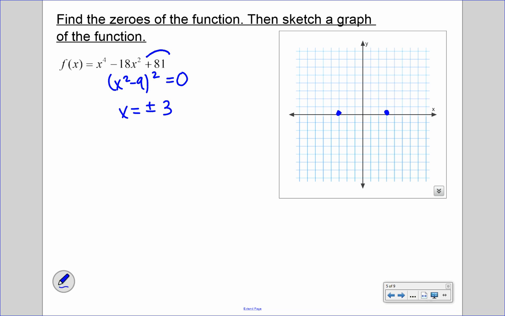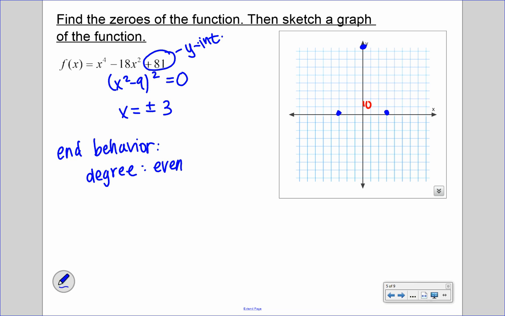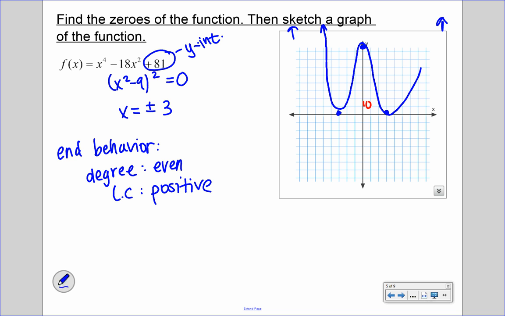Our constant, positive 81, is going to be our y-intercept. We're going to go by tens for the y's. So it's about there. And now what we need next is the end behavior. The degree for this one is even, and the leading coefficient is positive. So if that's the case, our end behavior is going to be going up on both sides. So we are going to follow those curves to those points. And now we have a rough sketch of our graph.